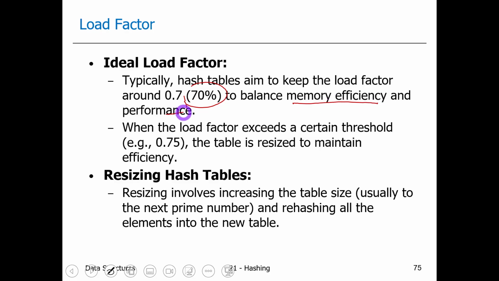If the load factor increases beyond a certain threshold, which is usually 0.75, the table is resized. Why? Because if it increases, the searching and insertion operations will become costly. That's why, if it crosses this particular threshold, we rehash it. We resize it to another table which is double the size. Resizing involves increasing the table size, usually to the next prime number, and rehashing all the elements into the new table. This is rehashing.